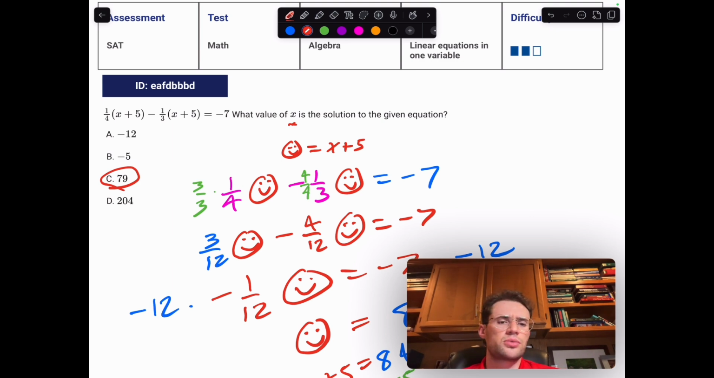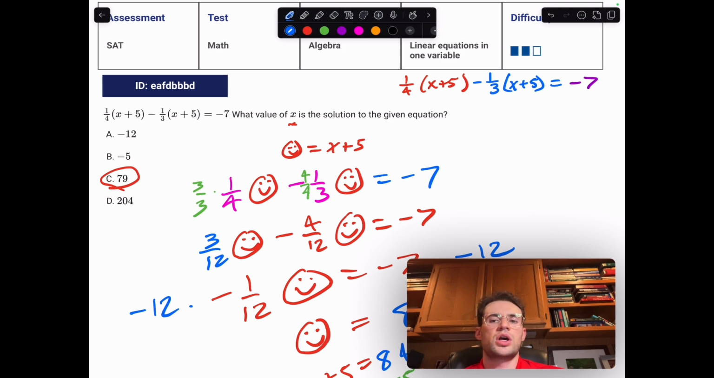But now I'll just show you quickly how you could do it if you don't want to have to deal with the fractions. So 1/4 times x plus 5, minus 1/3 times x plus 5. In this case, I won't use the smiley faces. I'll just do it the standard way. That takes a little longer. In this case, it doesn't take that much longer though. Equals -7.